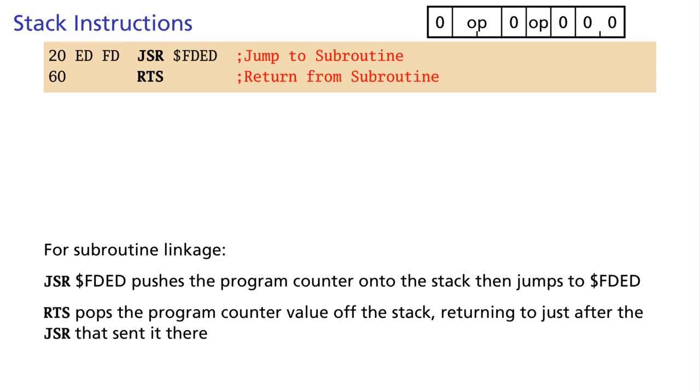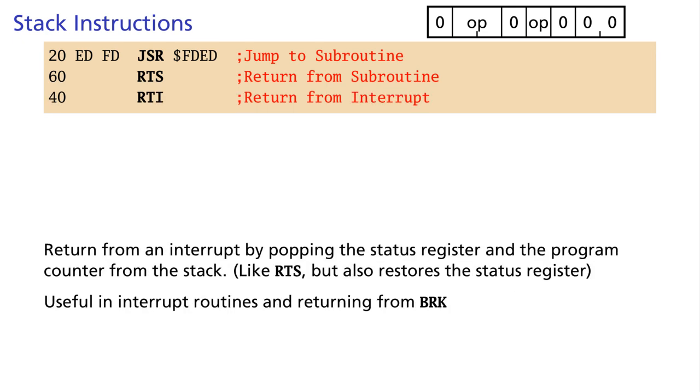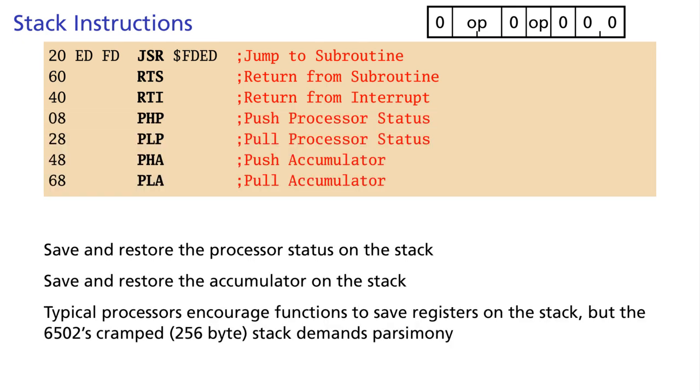The stack is used primarily for storing subroutine return addresses. The JSR, jump to subroutine instruction, pushes the 16-bit program counter on the stack and sends control to the address in the 2 bytes following the instruction. The RTS, return from subroutine instruction, undoes the effect of a JSR, popping the return address from the stack. The rarely used RTI, return from interrupt instruction, works like RTS, but also pops a saved status register value from the stack, where the 6502's interrupt handling mechanism pushed it. The processor status can also be saved and restored from the stack with the complementary PHP and PLP instructions.